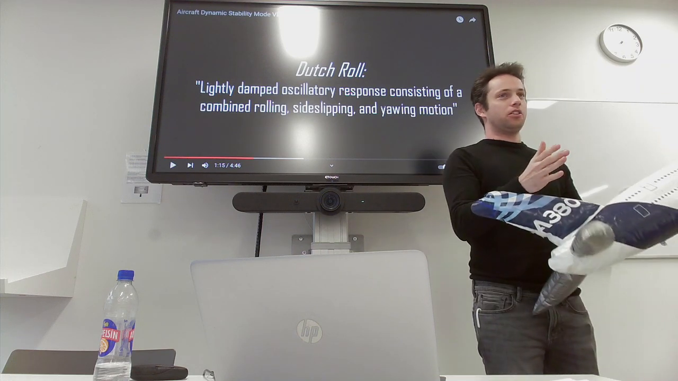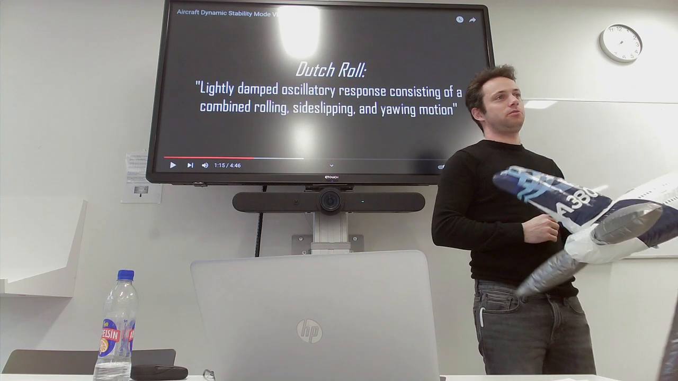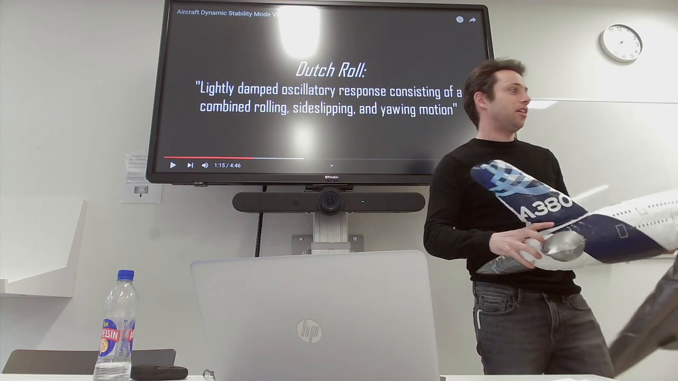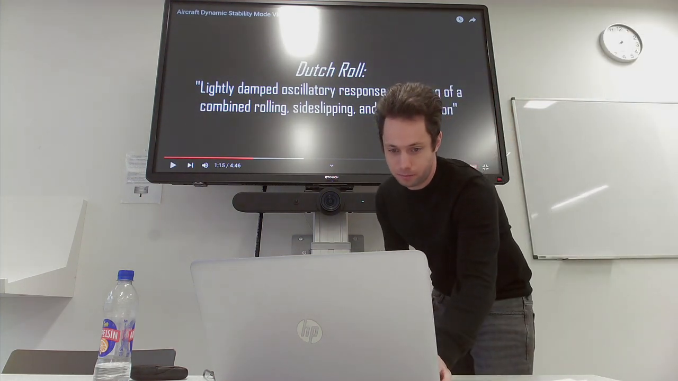It's kind of like when you're driving a car on the highway. If you don't do anything, you're going to leave your lane. But every 10 seconds, you make a small adjustment. So that's totally fine. That's just flying an airplane. And now we have autopilots for that, too. So it's not really a problem.